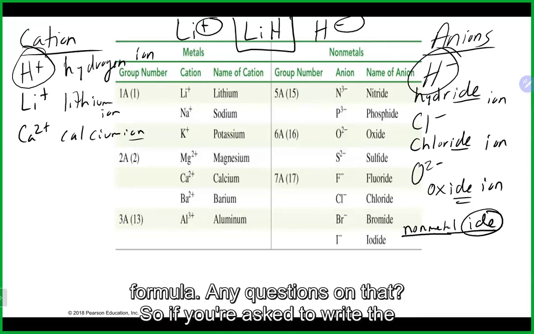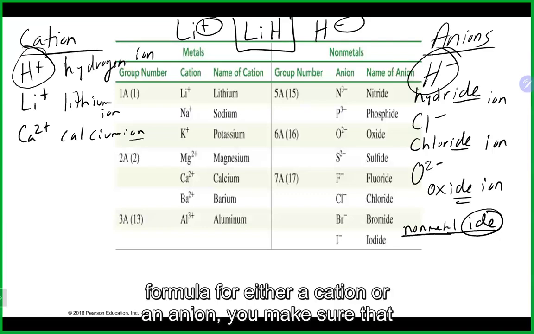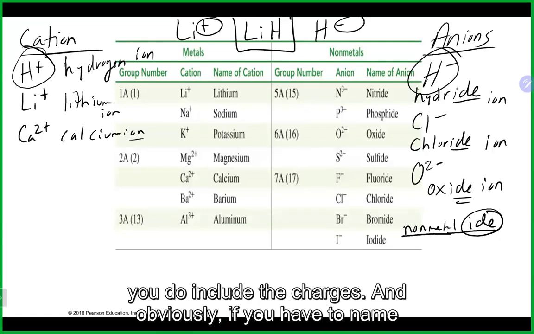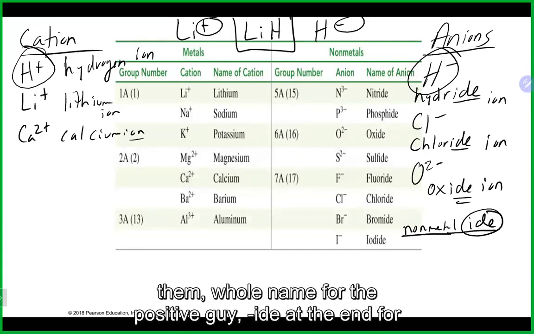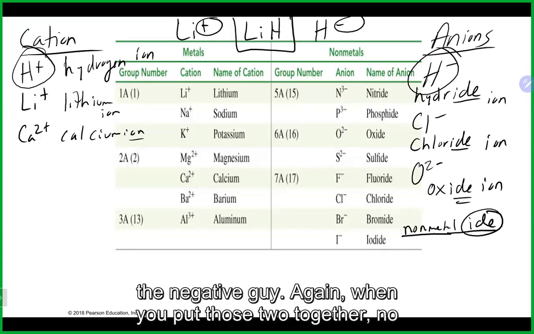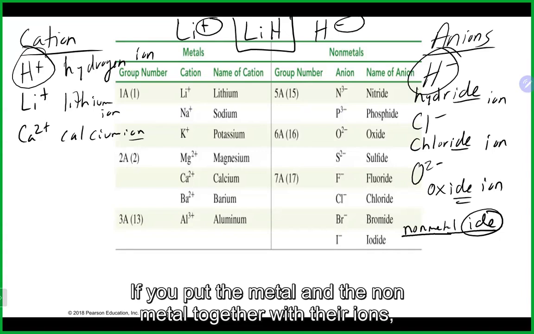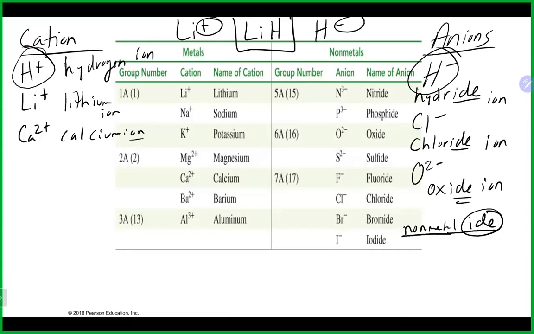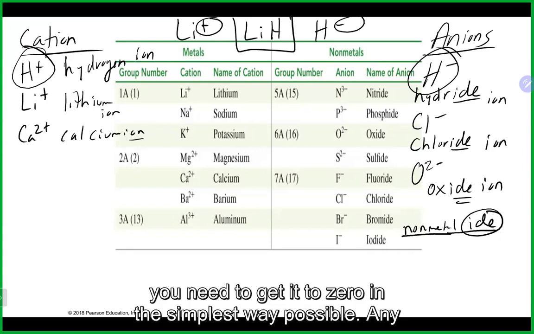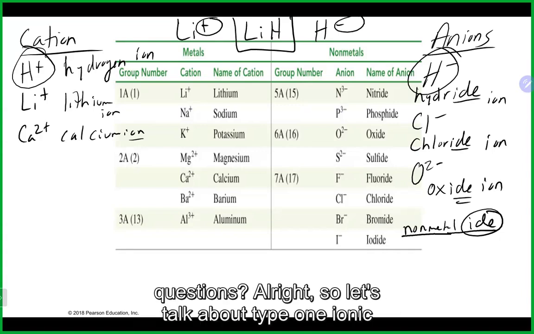Any questions on that? So if you're asked to write the formula for either a cation or an anion, you need to make sure that you do include the charges. And obviously, if you have to name them, whole name for the positive guy, IDE at the end for the negative guy. Again, when you put those two together, no charge on the formula. So that's an important distinction. If you put the metal and the non-metal together with their ions, you need to get it to 0 in the simplest way possible. Any questions? Okay.